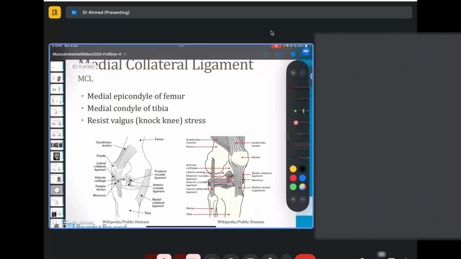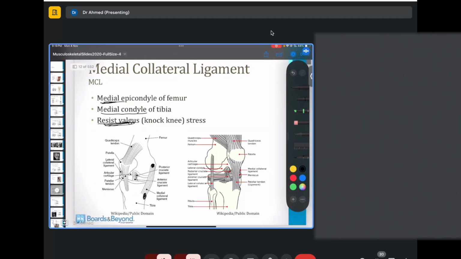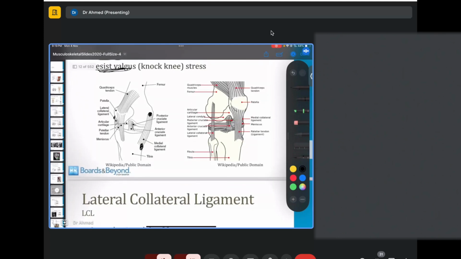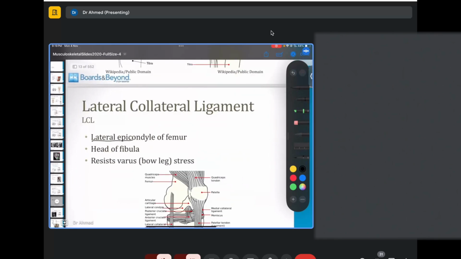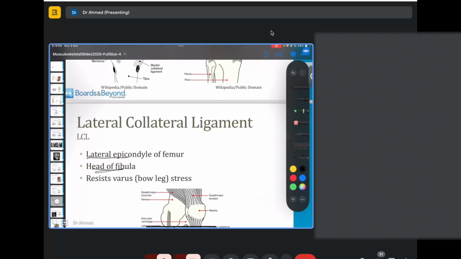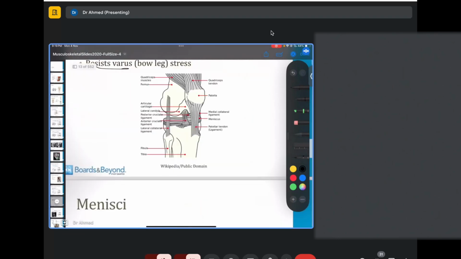Okay, medial collateral ligament. Let's discuss the insertion site and the site where it arises. Medial arises from the medial epicondyle, guys, not condyle, and inserts on the medial condyle of the tibia, simple, and it would resist the valgus movements or valgus stress. The lateral one arises from the lateral epicondyle, which you can see here, and it's going to insert into the head of your fibula. Sorry, because laterally you have the fibula, not tibia. It would resist the varus movement.